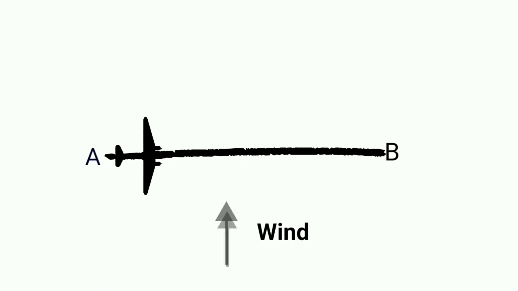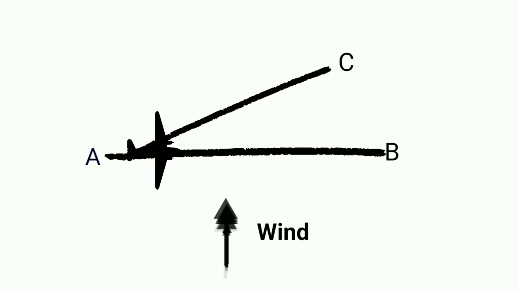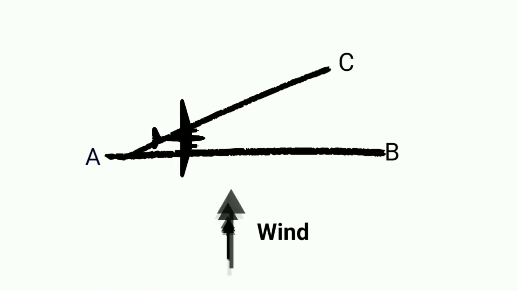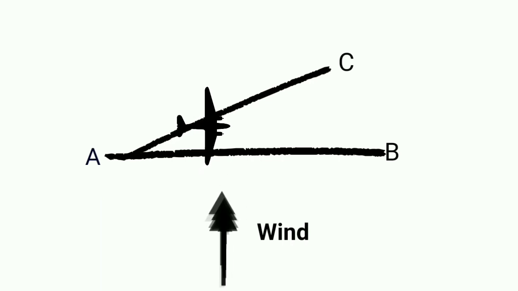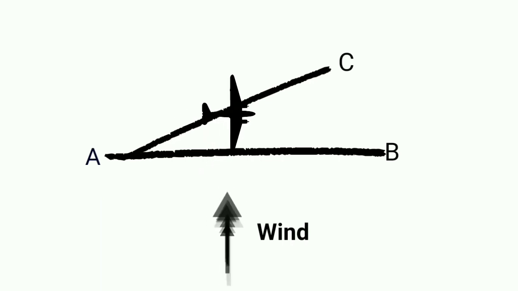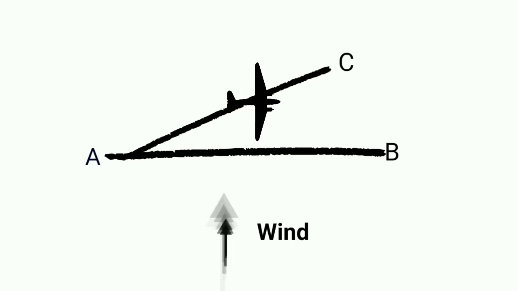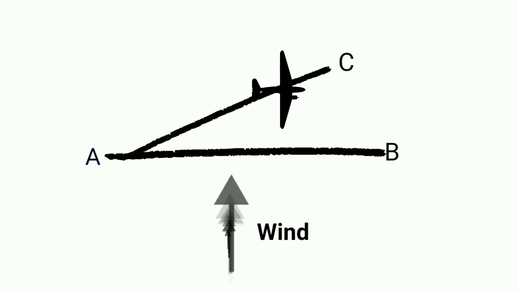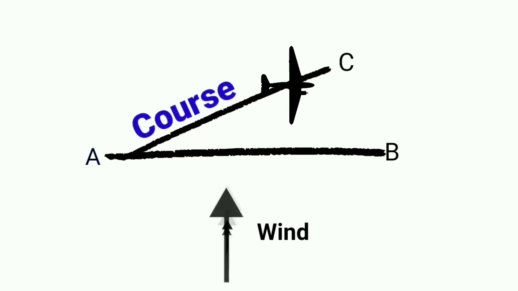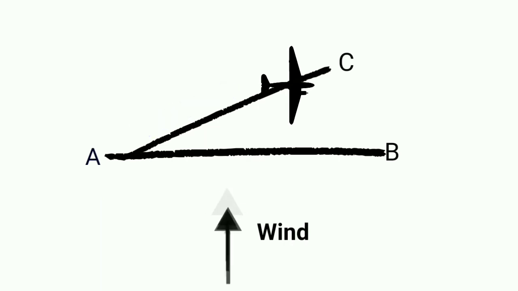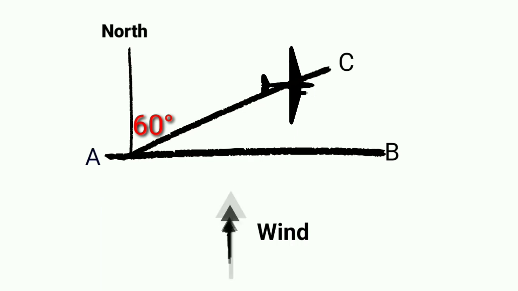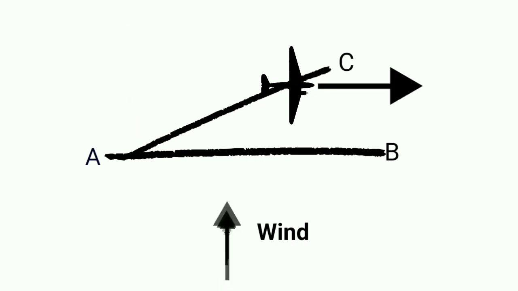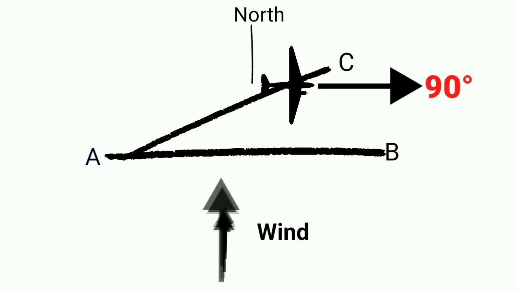Now we will compare heading and course when there is a wind. As you see, wind coming from right, so aircraft deviates from its course AB to a new path, or you can say course AC. So now course is AC. It is due to wind. If you measure from datum north, it will be approx 60 degree, and for heading, measuring clockwise from datum north, it will be approx 90 degree.